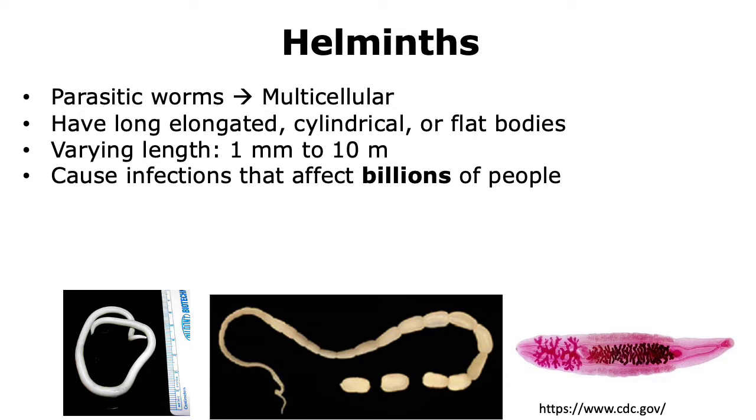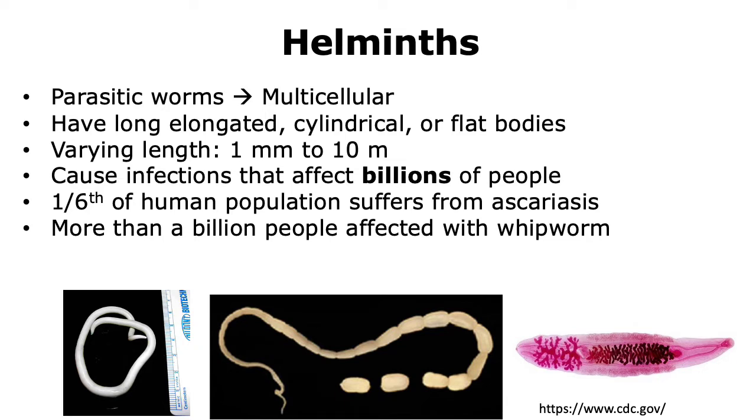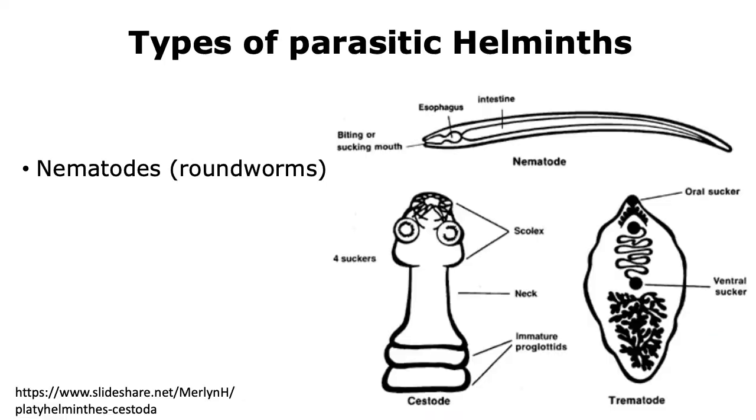It has been shown that about 1/6 of the human population suffers from ascariasis, which is caused by the helminth Ascaris. It's also known that more than 1 billion people are affected by whipworm. Hookworm, on the other hand, infects over 500 million people. And thus, helminths are known to cause a lot of misery in humans.